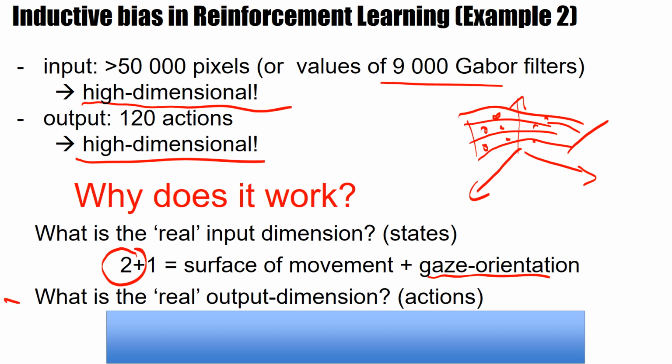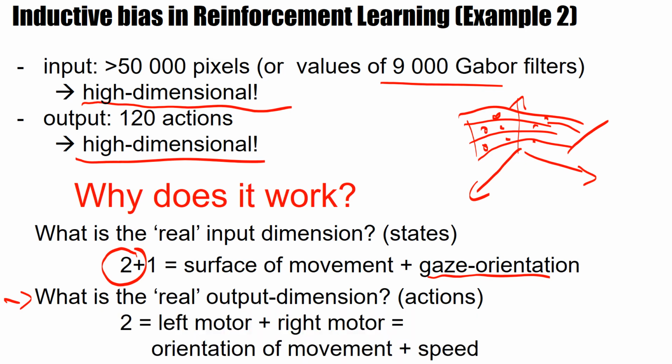Finally, let's also look at the output. I said there are 120 different actions, but what is the real output dimension? The real output dimension is 2. There are only 2 wheels, there are 2 motors, the left motor and the right motor. We can also think of orientation of movement, and these orientations are described by some angle phi, and then also there's a speed.